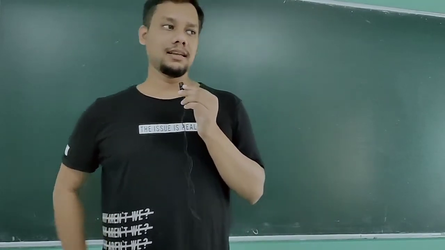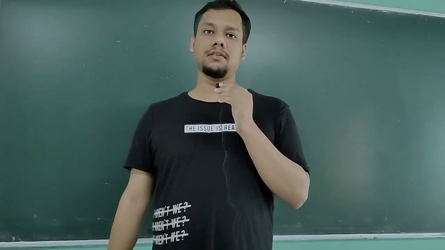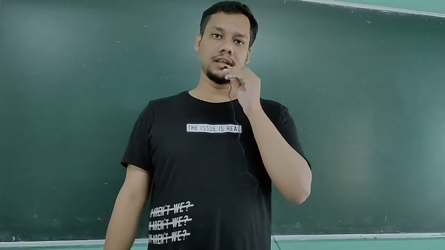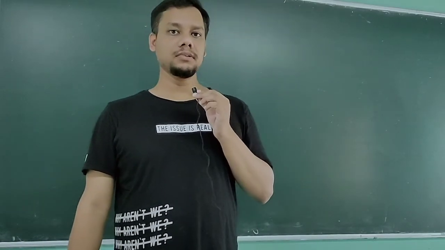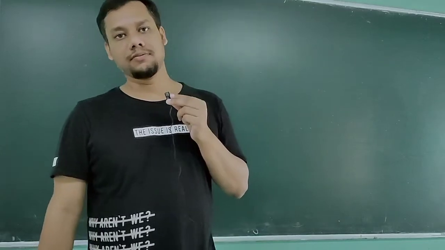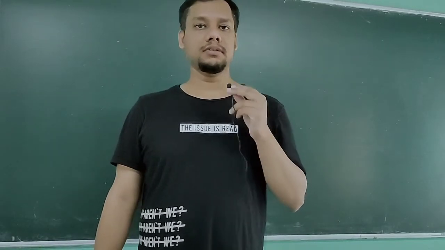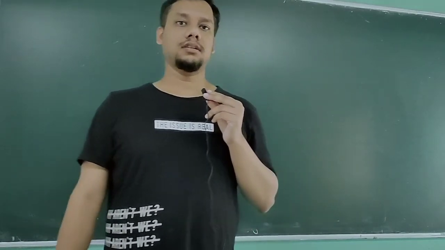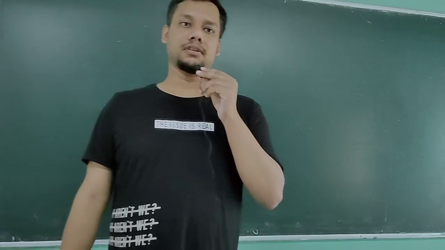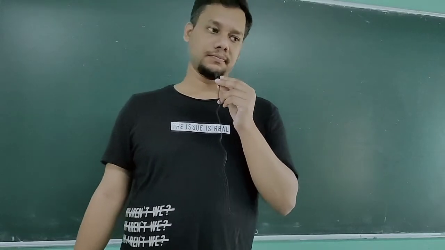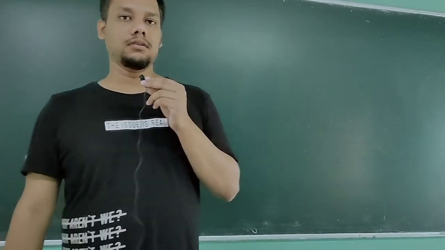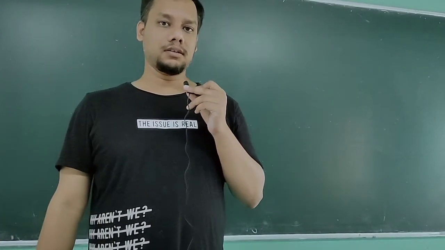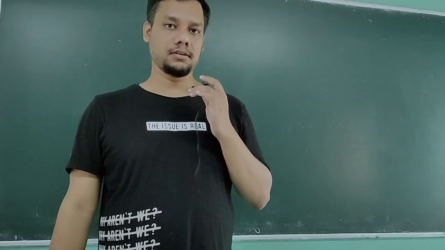In the last class we got an overview of microscope and telescope, where we derived the formula for simple microscope, and today we shall derive the expression for compound microscope. The theory part has been explained.